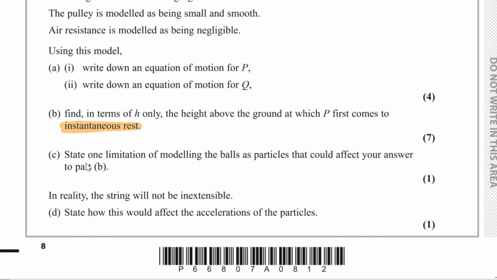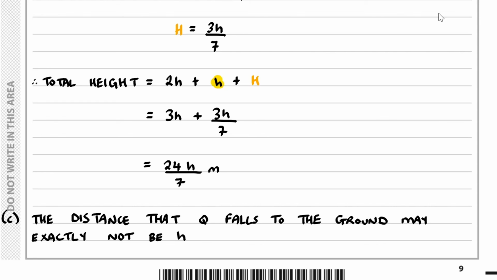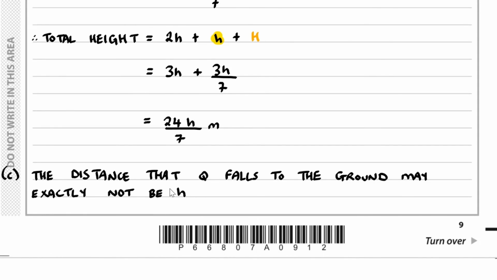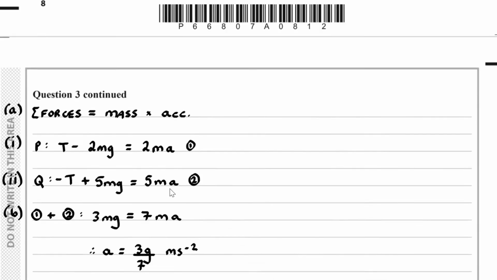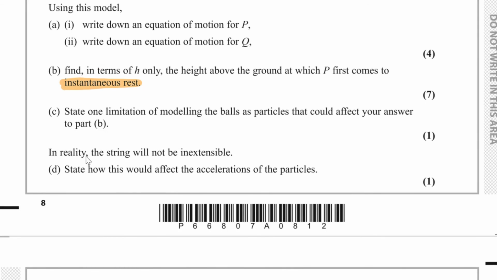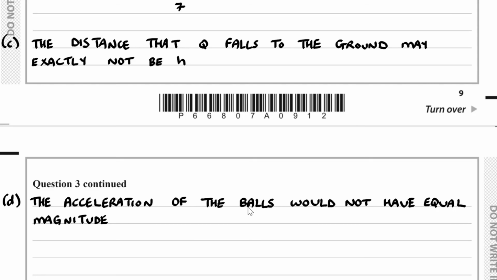And then, for part C, we have to state one limitation of modelling the balls as particles that could affect your answer to part B. Well, of course, the distance that Q falls to the ground may not be exactly h, so that's a limitation. And then for part D, in reality the string will not be inextensible. We have to state how this would affect the accelerations of the particles. So the acceleration of the balls would not have equal magnitude.